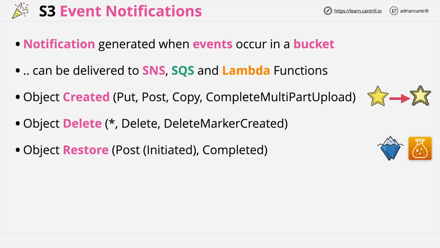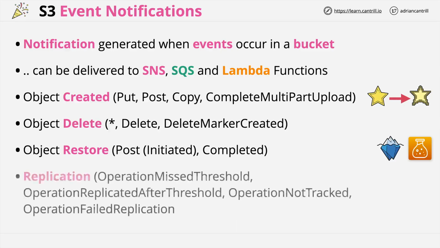Then finally, you can get notifications relating to replication, so if operations miss the 15-minute threshold, if they're replicated after the threshold, when an object is no longer tracked, and even if an object fails replication, all of those things can generate an event notification using this product.